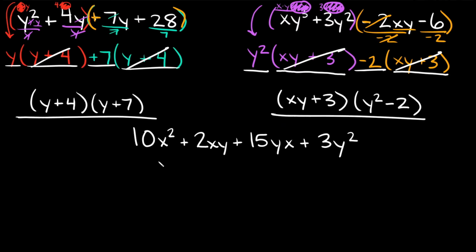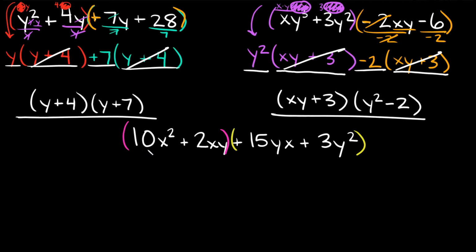Okay, now let's do this last problem right here. So 10x squared plus 2xy plus 15yx plus 3y squared. Okay, so again, if I want to factor this by grouping, I want to split it into two groups, right? My first two terms go in one group, and my second two terms go in my other group, right? Now, again, we just factor these individually.